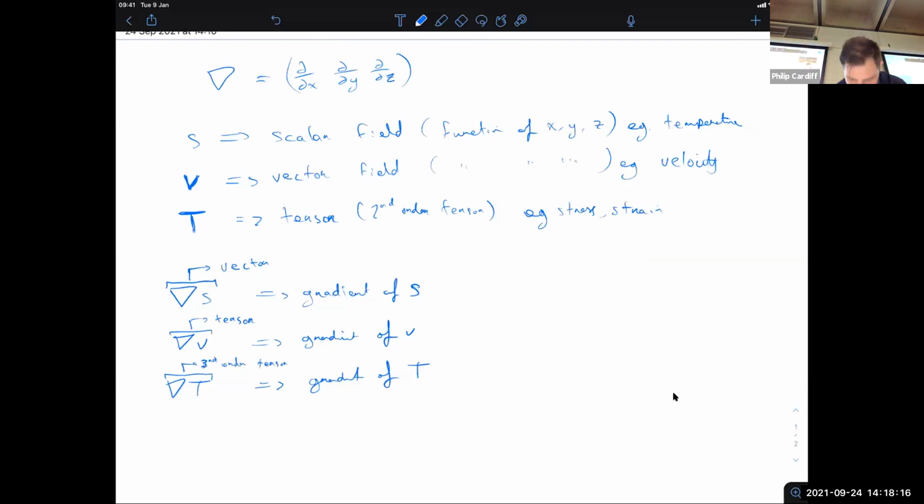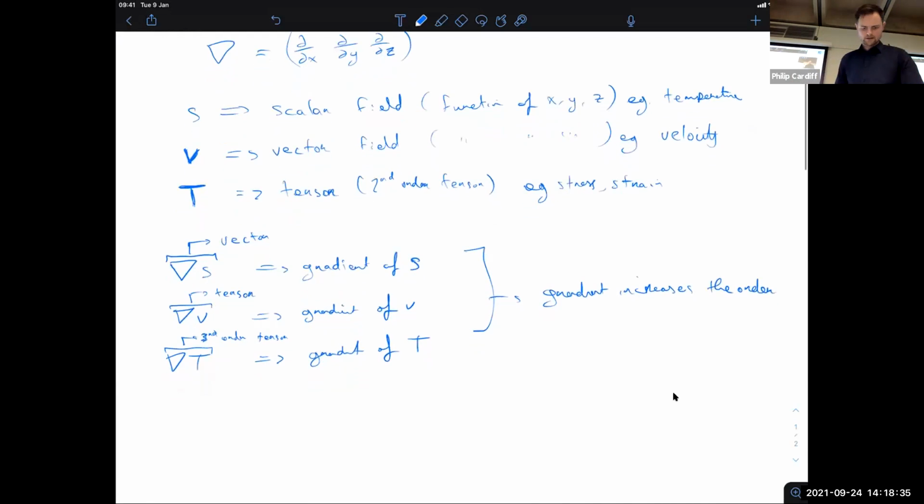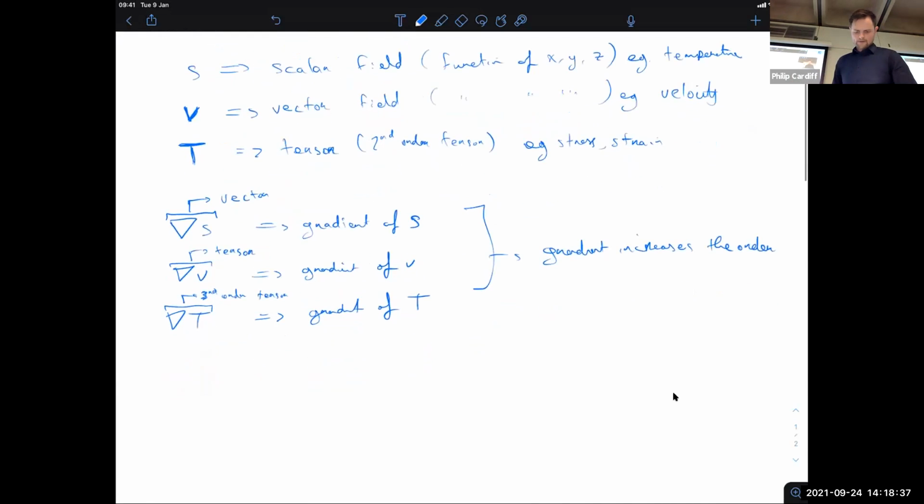So the thing we can generalize is gradient increases the order. So scalar, you take a gradient, it's a vector. Vector, if you take the gradient, it's a tensor. A tensor, you take the gradient, it's a higher order tensor.